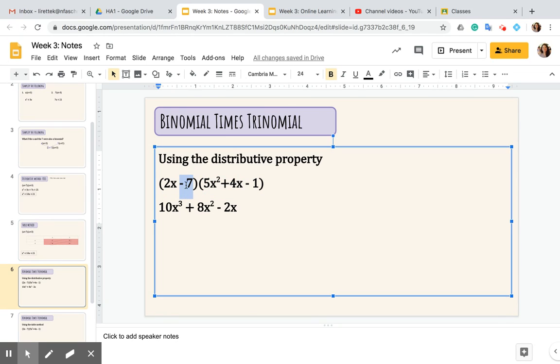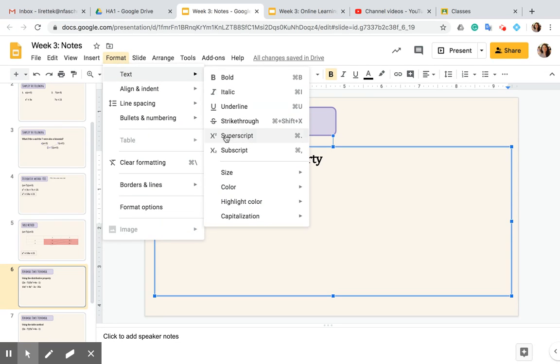Same idea. I'm going to take the second term and multiply it into everything in this trinomial. Make sure that when you do this, if there's a minus sign in front of anything, you're including that as a negative in front of the number. So we're going to take -7 and multiply it with 5x squared. That's going to give us a -35x squared.